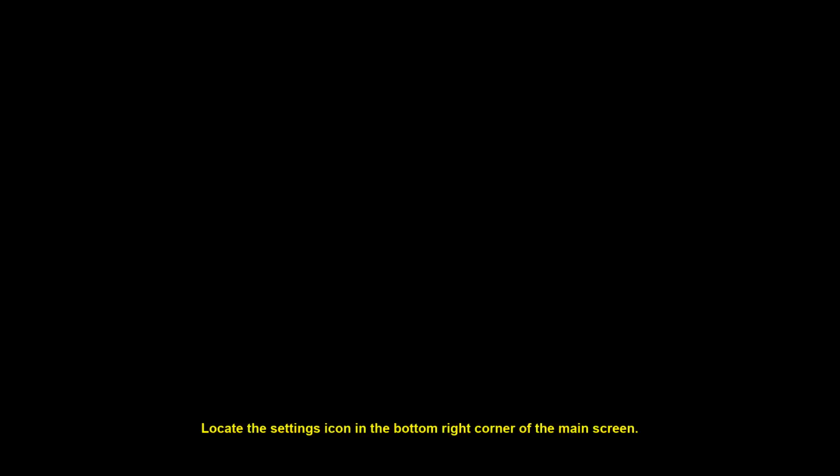Locate the settings icon in the bottom right corner of the main screen. Tap on the settings icon to access your account settings. Scroll down to the privacy and security section. Select privacy and security to view the privacy settings.